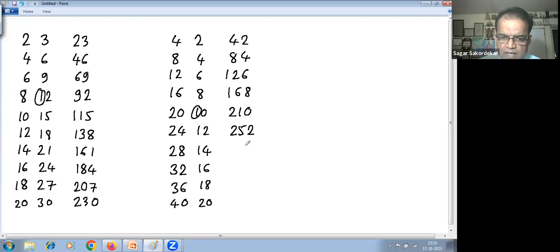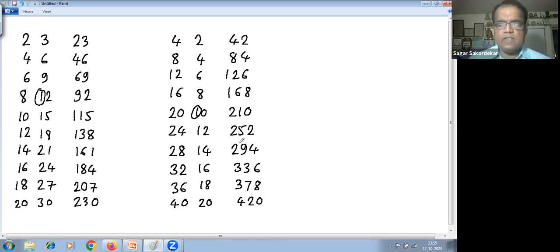Last digit 4: 294. 32 plus 1, 33, last digit 6: 336. 36 plus 1, 37, last digit 8: 378. And 40 plus 2, 42, last digit 2: 420. So that completes the table of 42. Like this, you can generate tables. So let's go to the next topic.